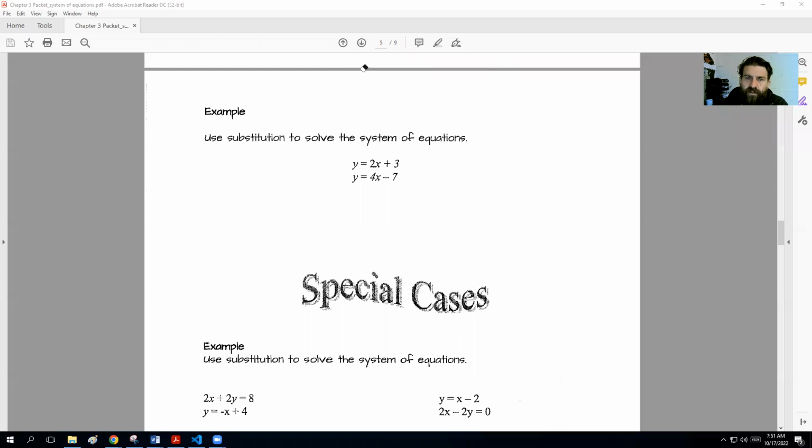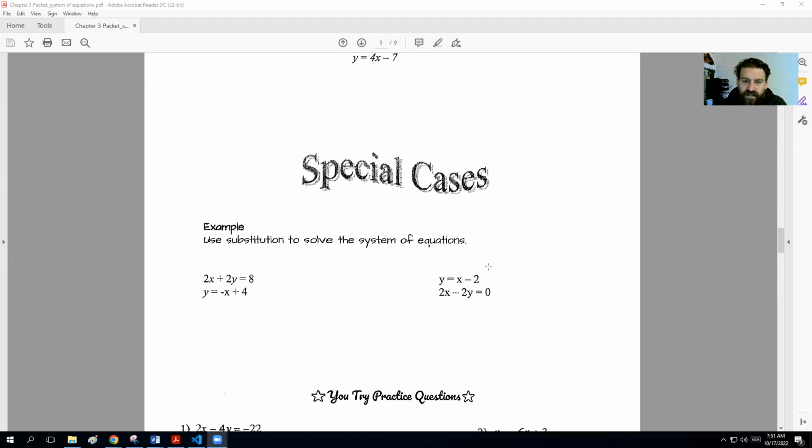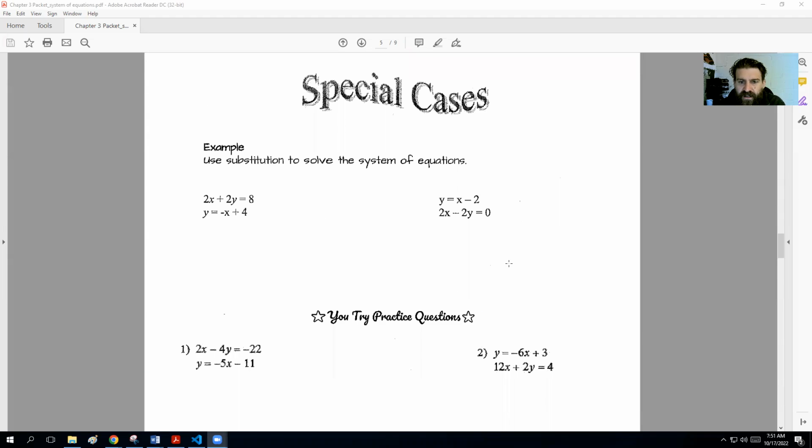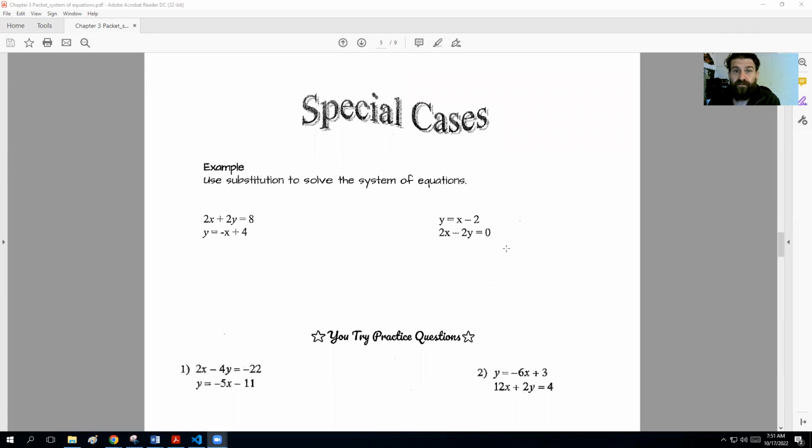Okay, well, if you remember with graphing, sometimes we can have special cases where the answers never came out nice, or actually we didn't even have answers because there'd be no solution where the lines were parallel and never crossed each other, or they were lines right on top of each other. And that can still happen with substitution. We'll show you how those look.